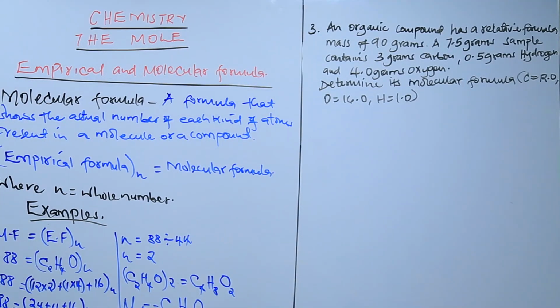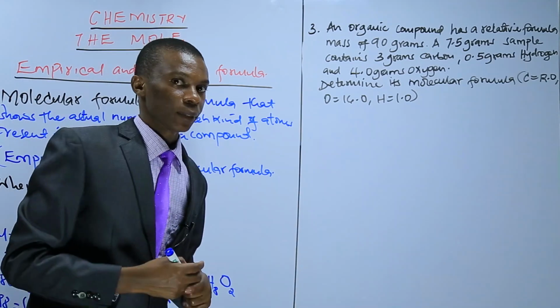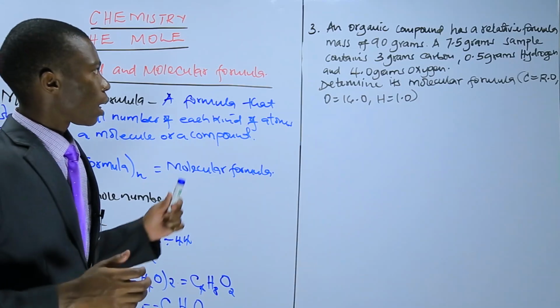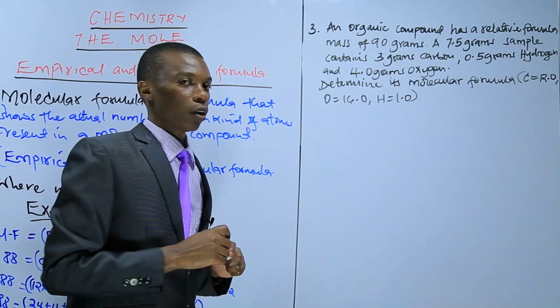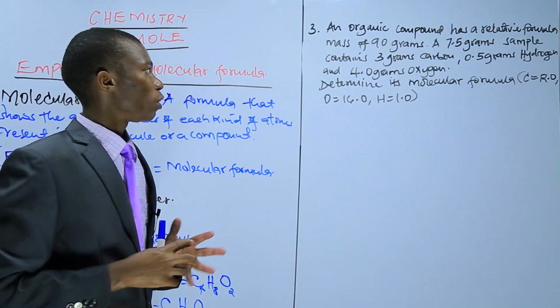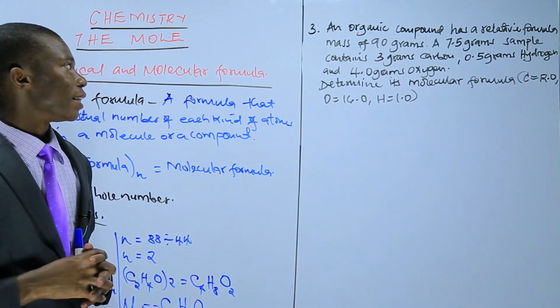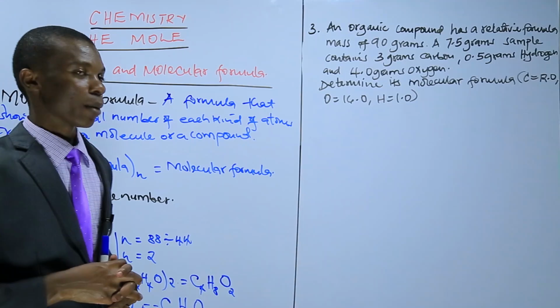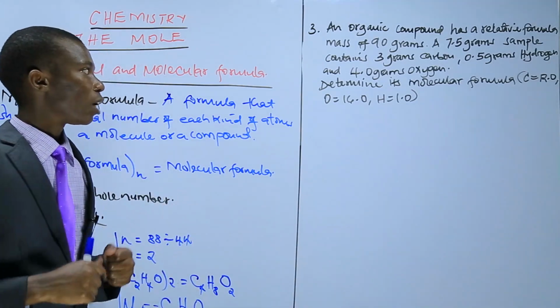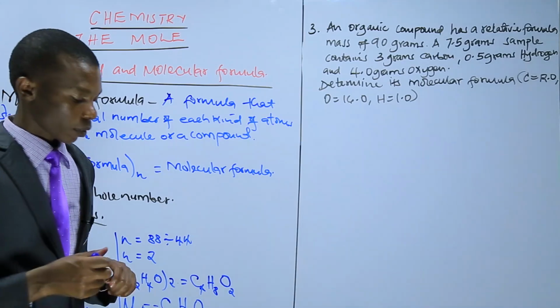That is the third example. An organic compound has a relative formula mass of 90 grams. A 7.5 grams sample contains 3 grams carbon, 0.5 grams hydrogen, and 4.0 grams oxygen. Then determine its molecular formula.